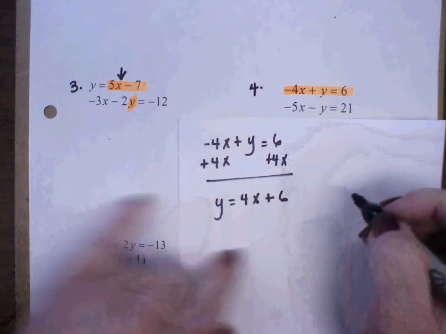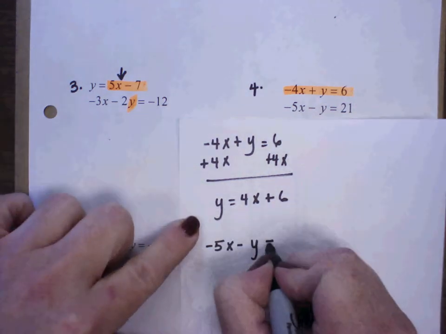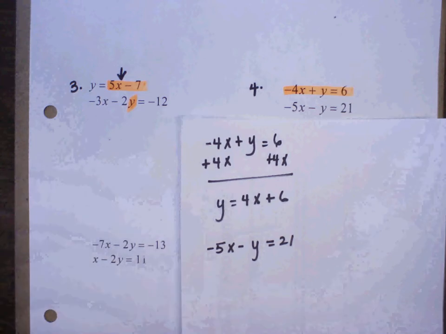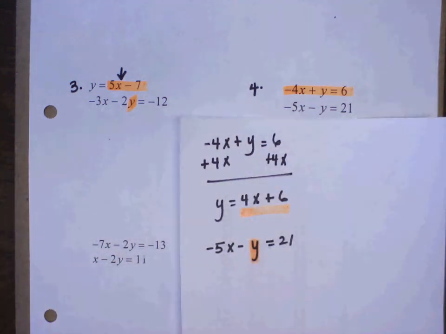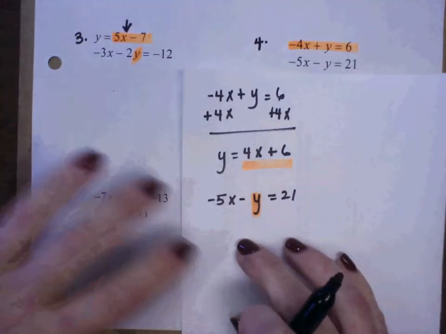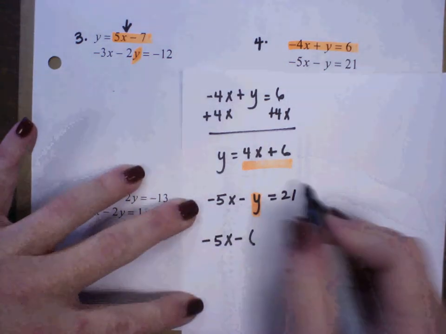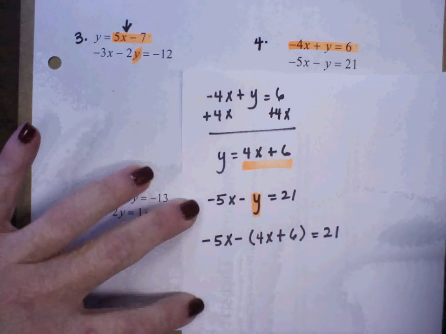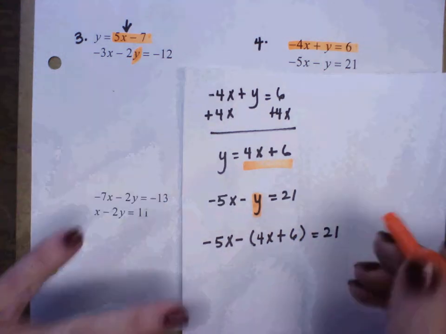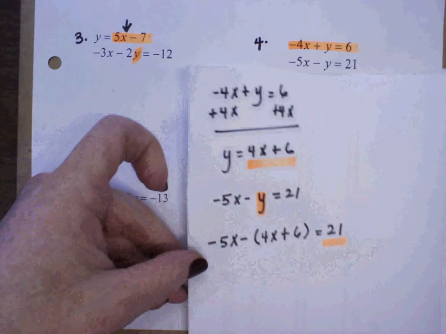And now I would take that and substitute it where the y is. Take all that and substitute it there. So that would become negative 5x minus, and you have to open parentheses because you are substituting y by 4x plus 6. And then after that, I would just go straight to the equation solver and let the calculator do its thing.